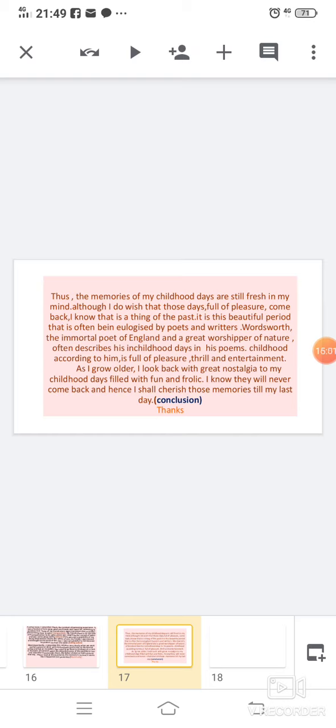Wordsworth, the immortal poet of England and a great worshipper of nature, often described his childhood days in his poems. Childhood, according to him, is full of leisure, thrill, and entertainment. As I grow older, I look back with great nostalgia to my childhood days spent with fun and frolic. I know they will never come back, and hence I shall cherish those memories till my last day. Thanks to everyone. This paragraph is the conclusion of my whole essay.